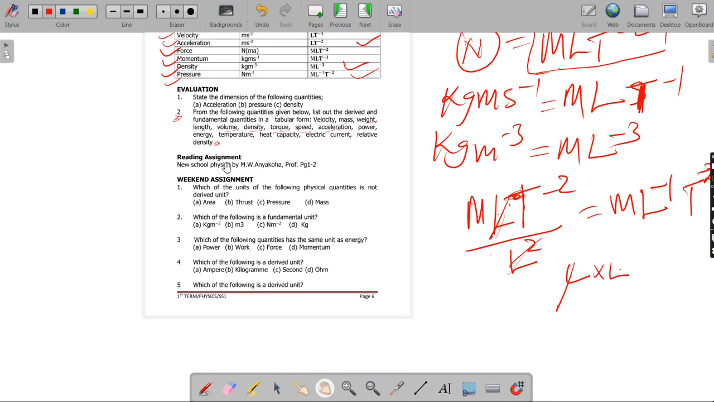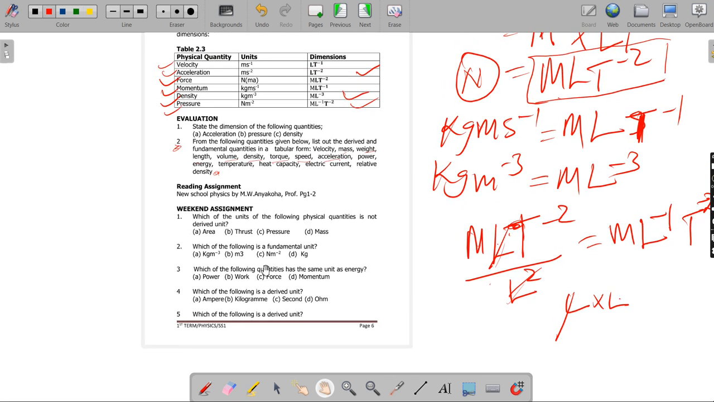Now we have written assignments, New School Physics. You have page 1 and 2. So be sure you complete this. And then your weekend assignment is here. You can see it. Try to answer all these questions. We are going to also ask you these questions on the portal. So be sure you answer these questions. You attend these questions and you understand them, because you are very likely to take your class exams on this when you log in on the portal when you get to school. So make sure you do that.